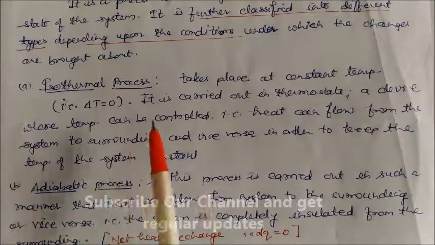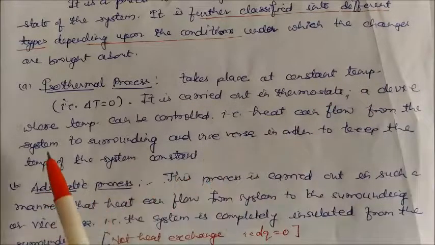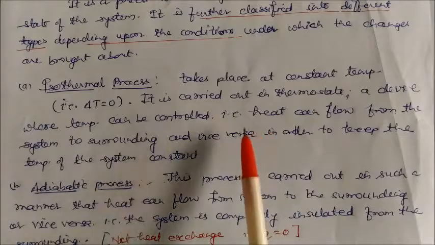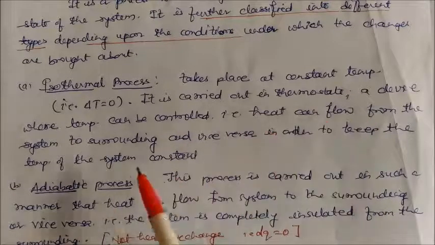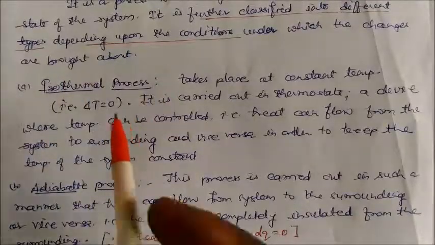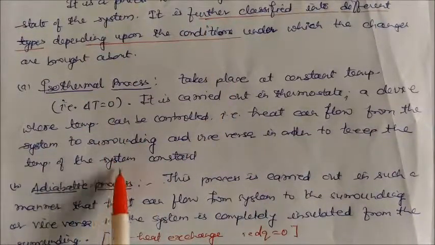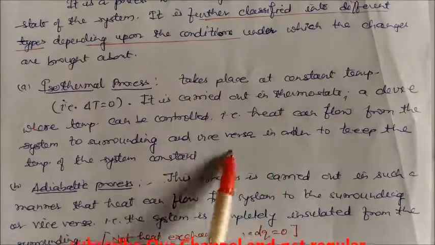Thermodynamic process. What is a process? A process means a transformation of a system from one state to another through some path. That is called a process. So what is a thermodynamic process? It is a process which brings about changes in the state of the system. So when any change takes place in the system, that is called a thermodynamic process.